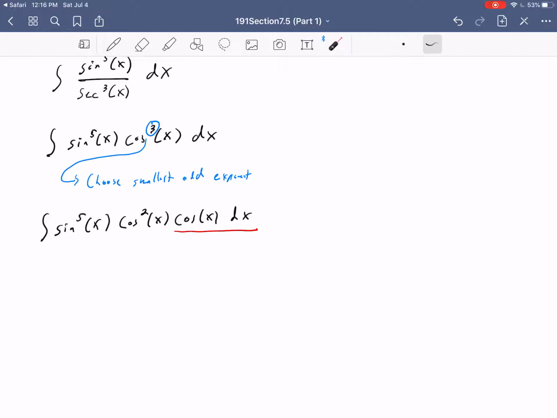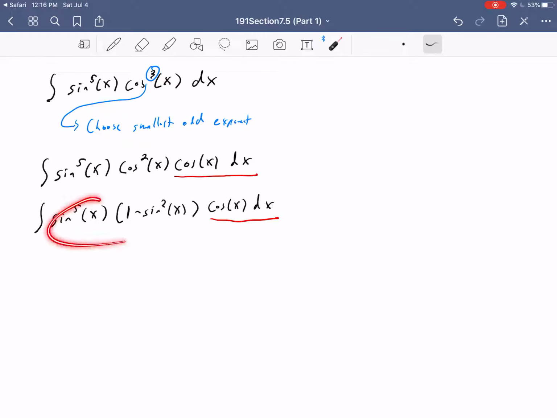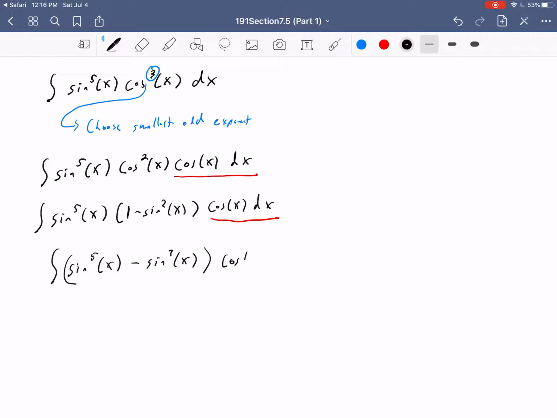U equals sine of x, du equals cosine x dx. Now we would like to convert this, which we can do pretty easily. Sine to the fifth, 1 minus sine squared, cosine x dx. Again, we're not going to touch this. We can go ahead and multiply this out so that everything is in terms of sine. So we get sine to the fifth minus sine to the seventh, all times cosine x dx.